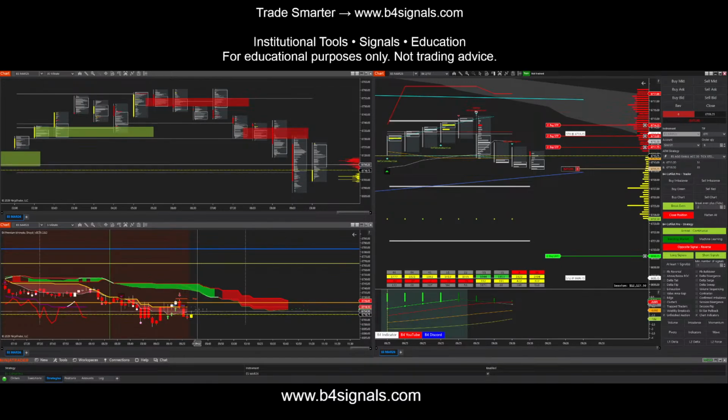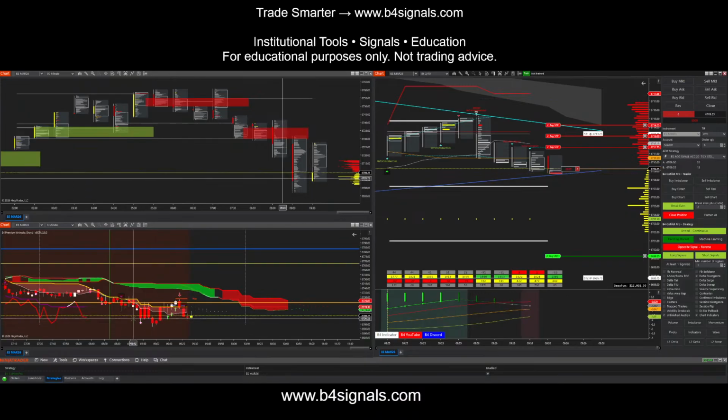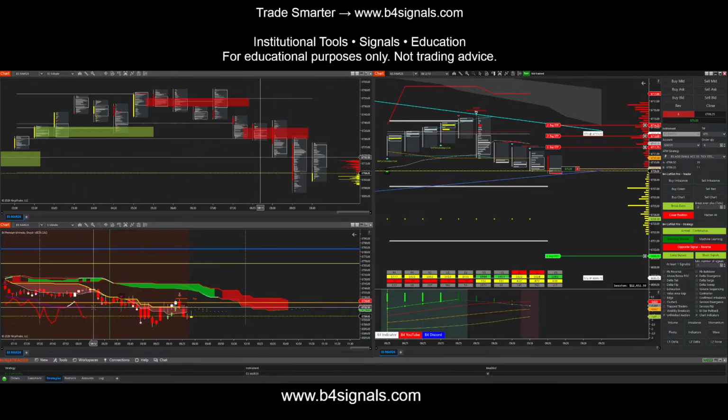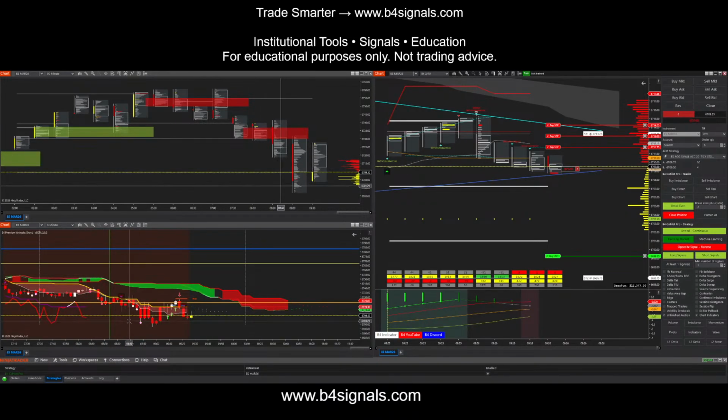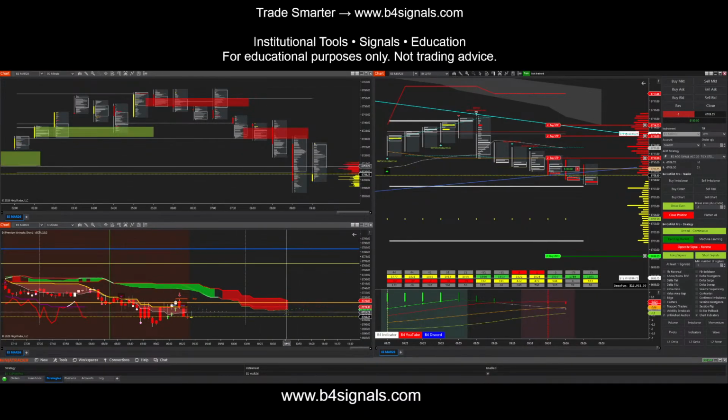This TK Cross looks weak. This looks weak here with the Kumo twist. And it may just be choppy up in here for a little while. Looking at the Chikou trail, it looks like room to the downside. And this TK Cross may be failing.